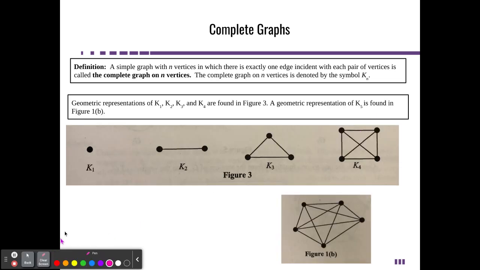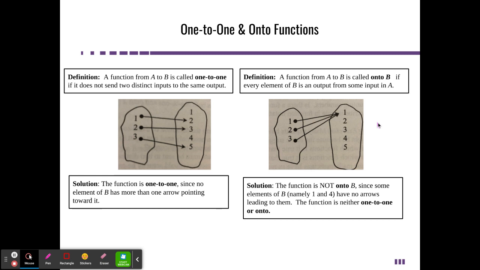Complete graphs. A complete graph is a graph with n vertices in which there is exactly 1 edge incident with each pair of vertices. We denote this by K sub n. In this case we have 1 vertex, so it's a K1. This would be a K2 because it has 2 vertices, so n is equal to 2, the number of vertices. Here we have 3 vertices, so it's a K3. 4 vertices, K4. 5 vertices, so this would be called a K5. Those are complete graphs.